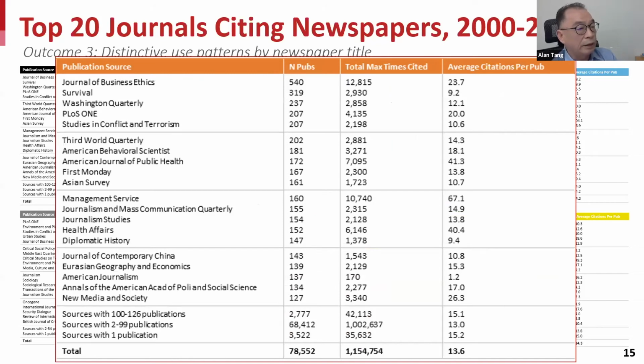And these are the top 20 journals that cite newspapers from year 2000 to year 2017. Okay, as you can tell, this is the number of the publications found in Scopus, and also the maximum times cited on this particular publication source. Okay.